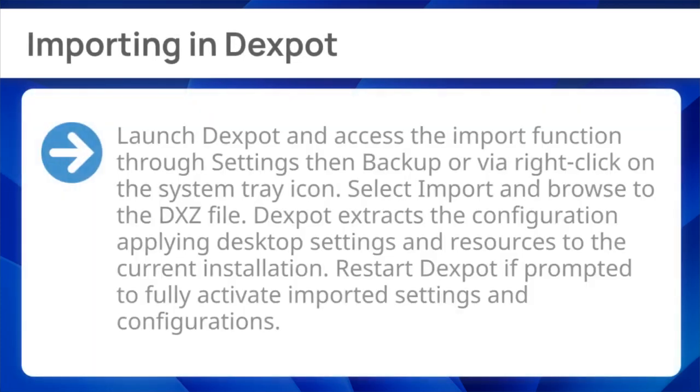First, importing in Dexpot. Launch Dexpot and access the import function through Settings, then Backup, or via right-click on the system tray icon. Select Import and browse to the DXZ file. Dexpot extracts the configuration, applying desktop settings and resources to the current installation. Restart Dexpot if prompted to fully activate imported settings and configurations.